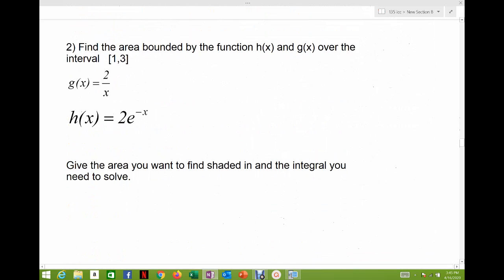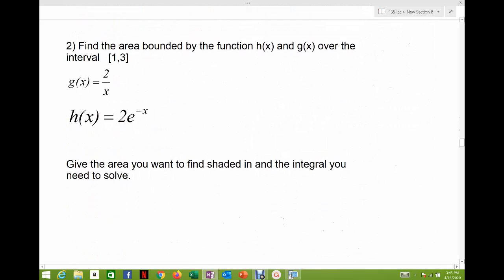All right, next example. Find the area bounded by the graphs of h of x and g of x over the interval 1 to 3. h of x is the e function, 2e to the negative x, and g of x is the expression 2 divided by x. So again, first thing I'm going to do is look at the picture. Graph the area you want to shade, and then the integral you need to solve.